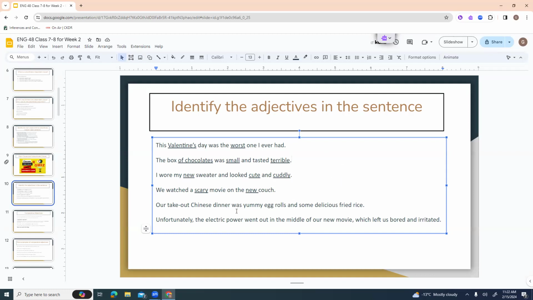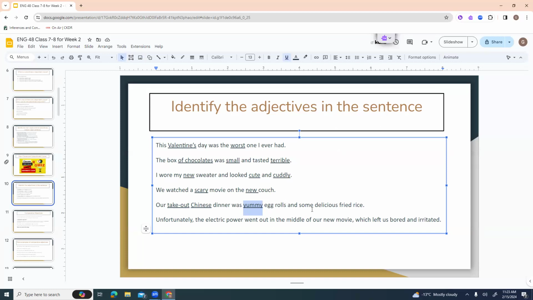Our takeout Chinese dinner was yummy egg rolls and some delicious fried rice. So this is one that has some ambiguity. Takeout would be an adjective. Chinese would also be an adjective, right? An origin adjective. And those are both describing our dinner. Yummy is describing our egg rolls. Now, hang on, egg rolls. Some people would say egg rolls is like a compound noun. Other people would say egg is describing the type of rolls.